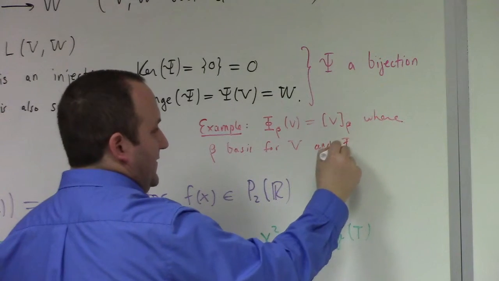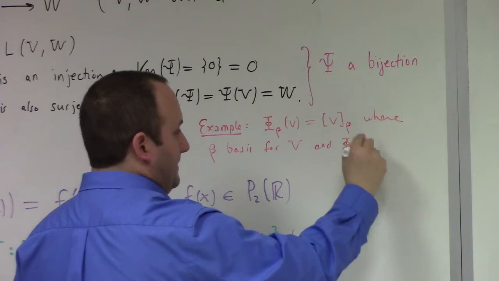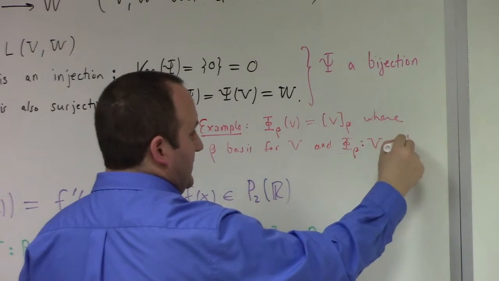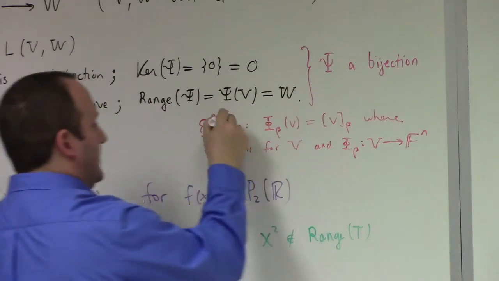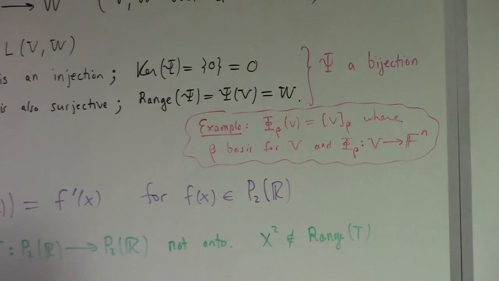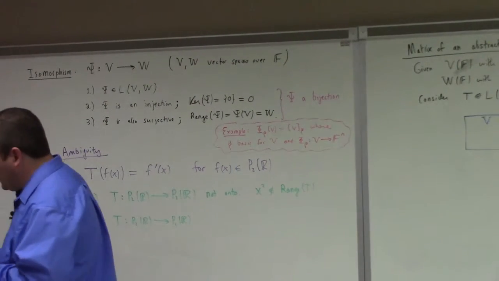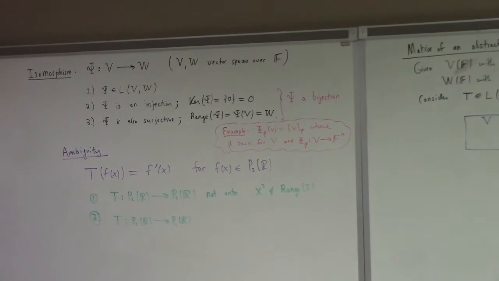And so phi beta is what? Phi beta is a mapping from the vector space V to F^n. So this is called the coordinate chart with respect to the beta basis. It's an isomorphism of a finite dimensional vector space of dimension n to F^n. Probably the most important isomorphism that we study, the coordinate map.